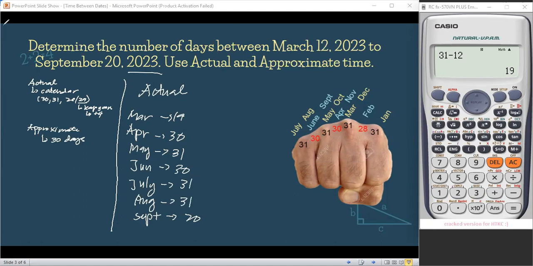Now, using our calculators, let's calculate how many days are there between March 12 to September 20, 2023. So we have 19 plus 30 plus 31 plus 30 again plus 31 plus 31 plus 20, that will give us 192. So meaning to say, in between the said dates, there are 192 days. Opo, in between March 12, 2023 and September 20, 2023. So kapag approximate naman po, madali lang.